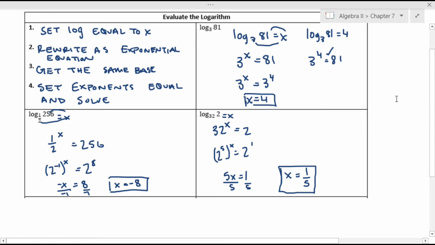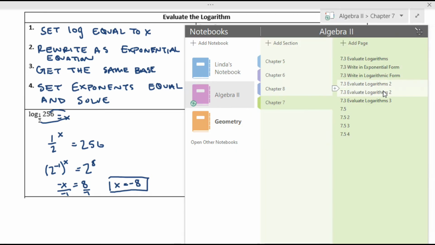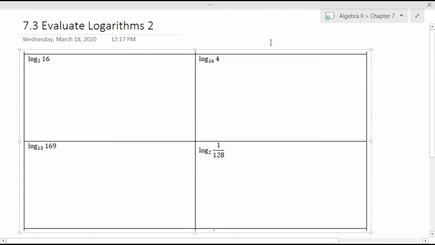Okay, those are the first 3 problems. They're all very similar to that. So I encourage you to pause it, try these problems before I do them, and see if you get the right answers. All right, I'm going to assume that you paused it and tried them. All right, here we go.